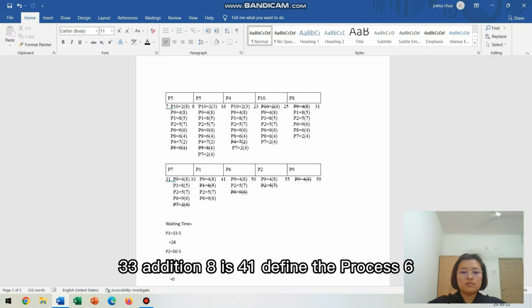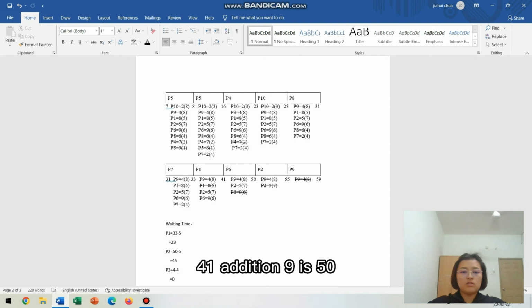Define the process 6. 41 additional 9 is 50. Define the process 2. 50 additional 5 is 55. Define the process 9. For the last, 55 additional 4 is 59.